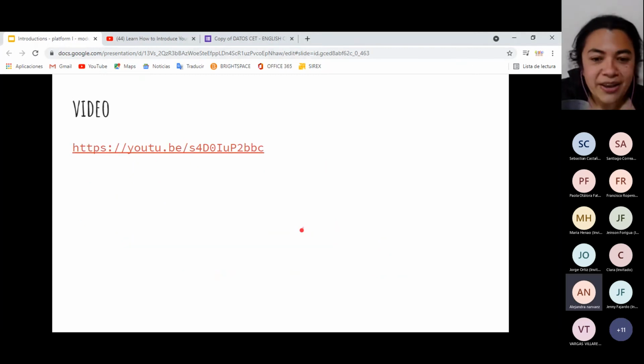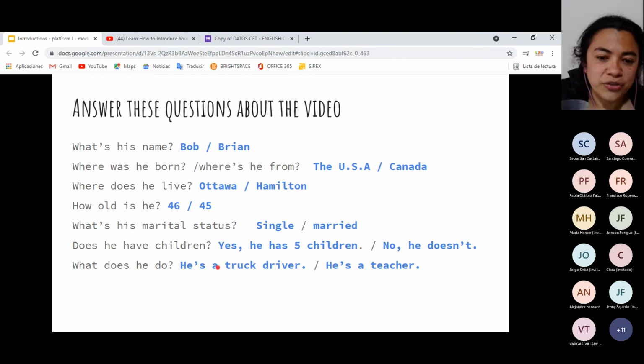5 children, good. And finally, guys, he's a truck driver or he's a teacher. What's the correct information there, class? Who would like to say the answer there? Jeanette, go on. Jeanette Areiza. He is a teacher. He's a teacher.